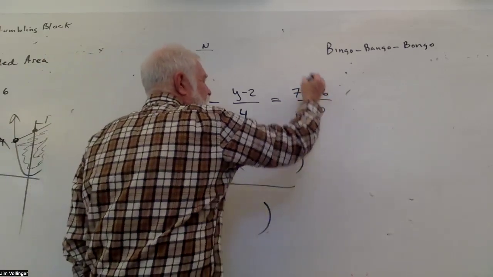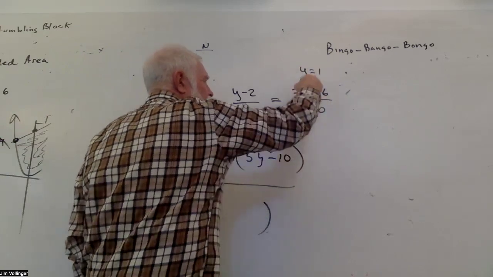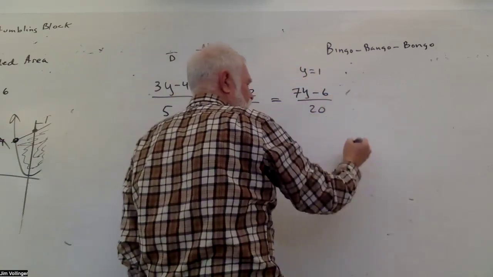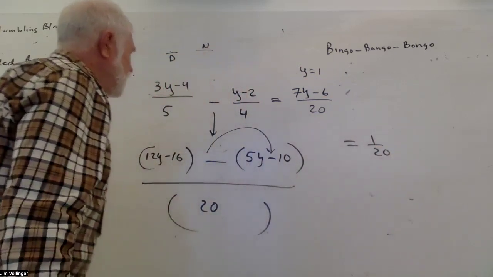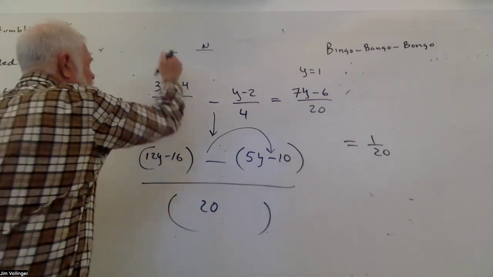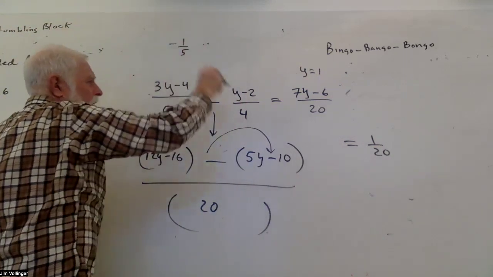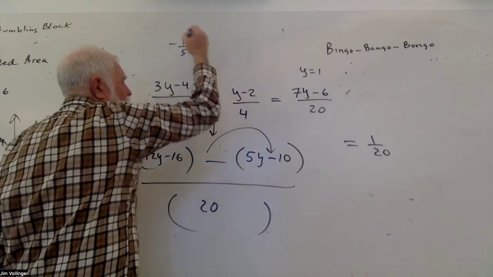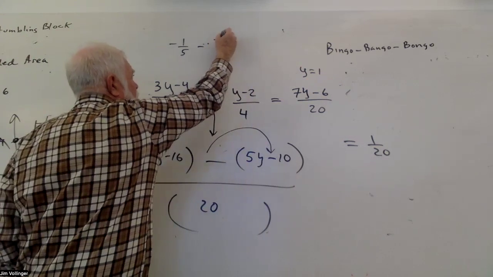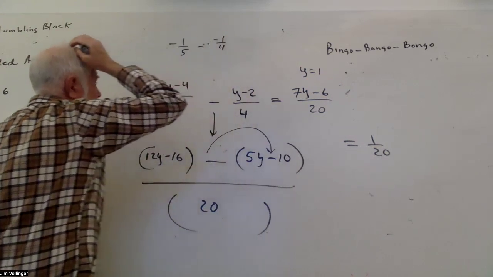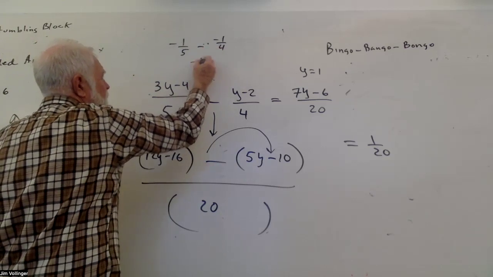minus 6. I'm looking at y equals 1 as a very friendly number. I put y equals 1, well, that wasn't very difficult. I get 1 over 20. And over here, if I let y equals 1, I get 3 minus 1/5. And y equals 1, I'm getting 1 minus 1/5 minus negative 1/4. Okay, and that becomes minus 1 times minus 4 is minus 4.